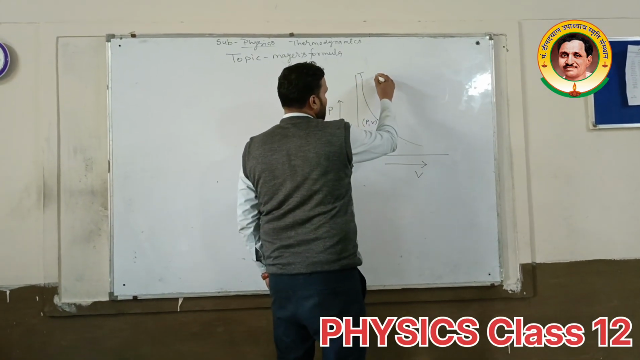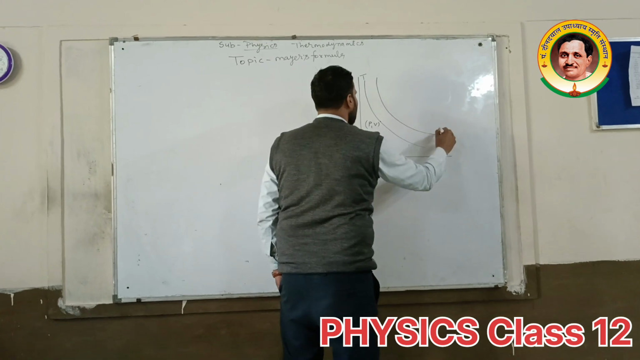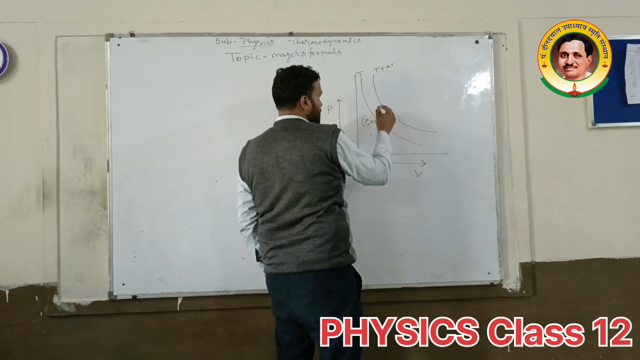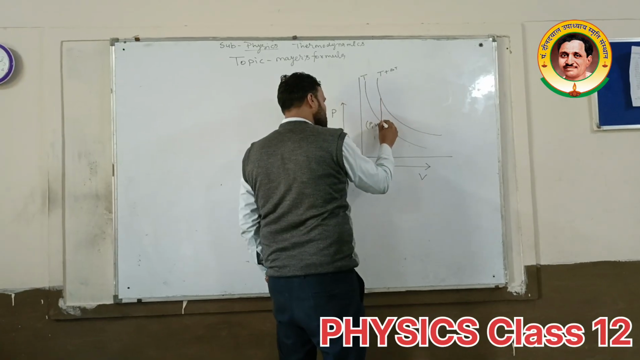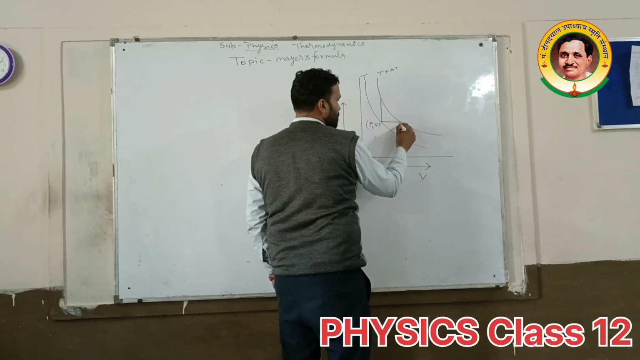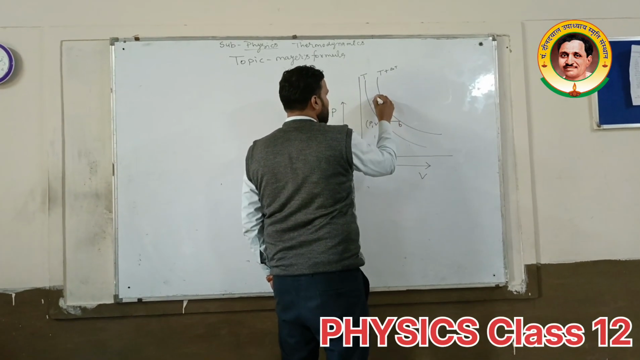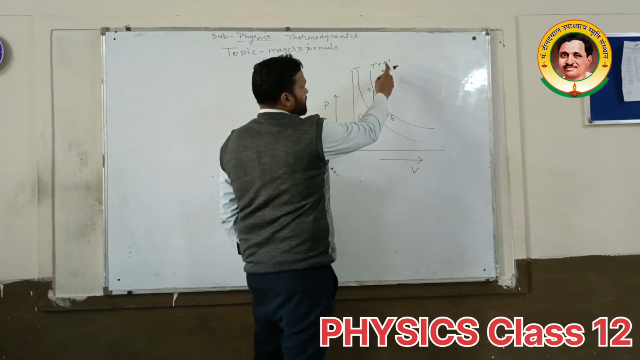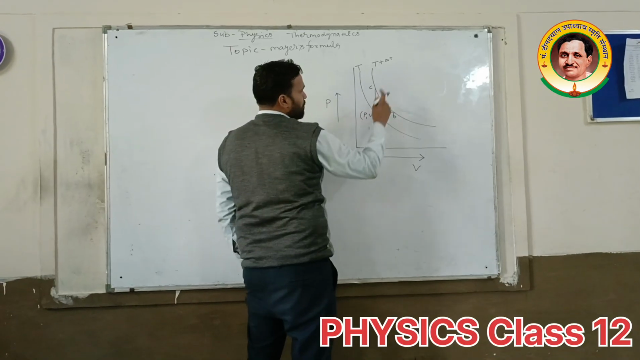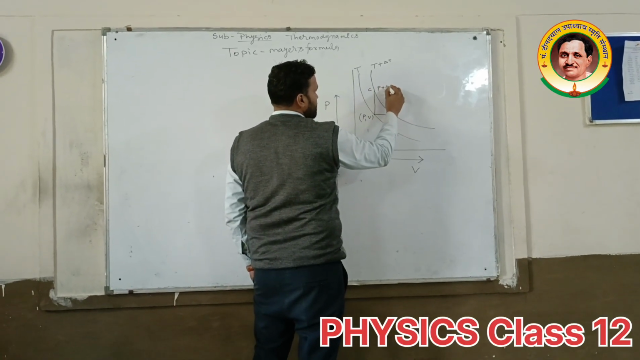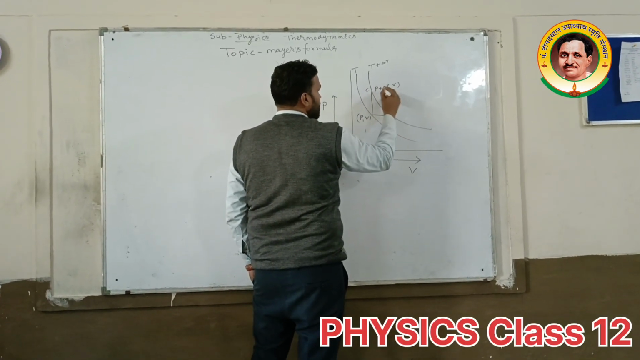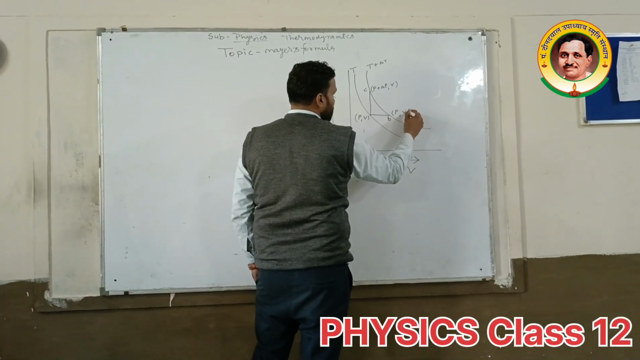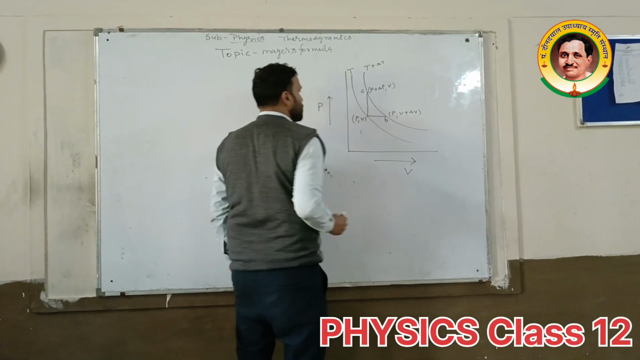Whenever we increase the temperature from T to T plus delta T, we take 2 points, B and C. After increasing the temperature, the pressure will be P plus delta P and the volume will be V plus delta V.